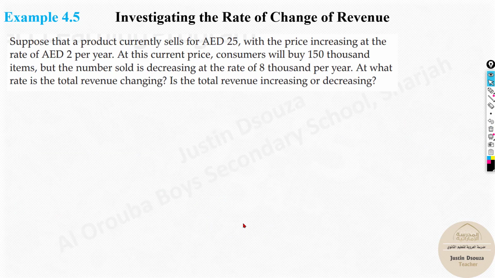So this is it. Now we will look into some real world problems. We have over here investigating rate of change of revenue. Now suppose that a product currently sells for 25 dirhams, with the price increasing at the rate of 2 dirhams per year. At this current price, consumers will buy 150,000 items, but the number sold is decreasing at the rate of 8,000 per year. At what rate is the total revenue changing? Is the total revenue increasing or decreasing?